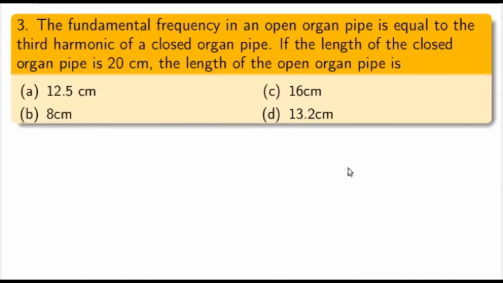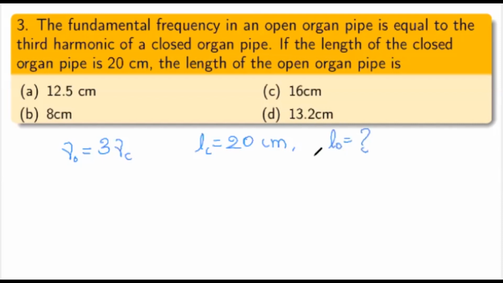The fundamental frequency of an open organ pipe is equal to the third harmonic of a closed organ pipe. So it's given that the fundamental frequency of an open organ pipe, which I will represent by nu naught, is equal to the third harmonic of the closed organ pipe, 3 times the fundamental frequency of a closed organ pipe, nu C. The length of the closed organ pipe is 20 centimeters. Then what is the length of the open organ pipe?